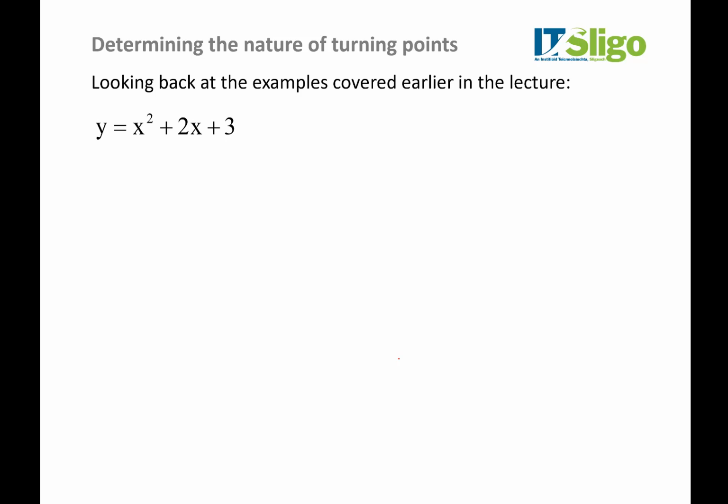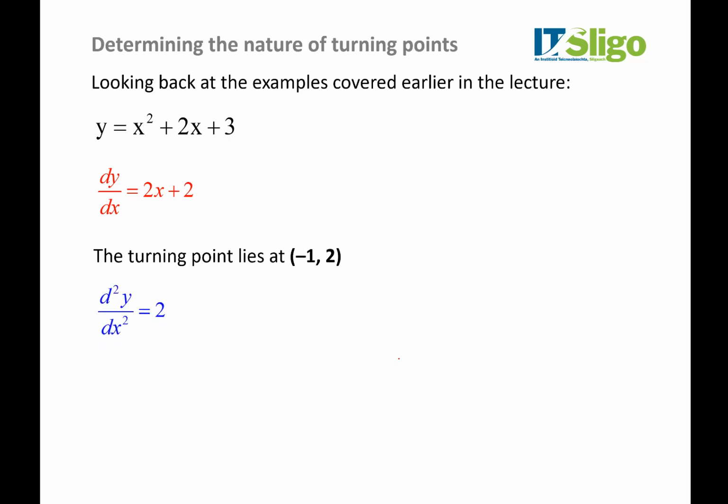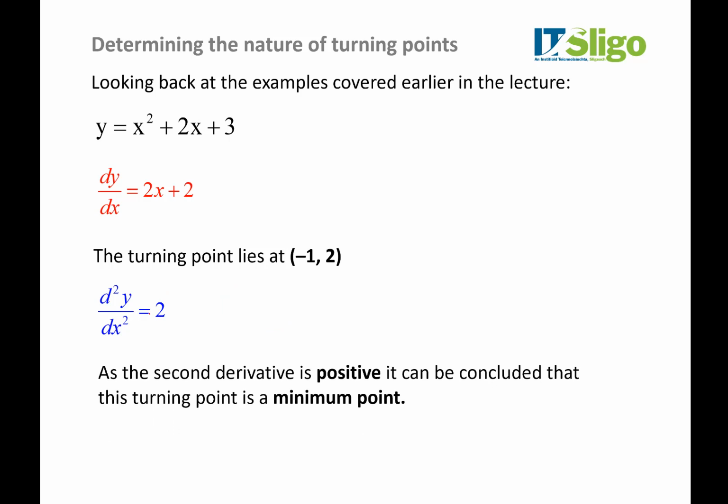This is the first one we looked at. There was our first derivative. We let that equal to 0 and we found our turning point. But now we get the second derivative. We can see this is positive. So that means officially and definitively we're looking at a minimum point. So I don't need any graph. I don't need any kind of interpretive analysis. My second derivative tells me definitively it's not the 2, it's the positive. It's a positive value. As the second derivative is positive, it could be concluded that this turning point is a minimum.